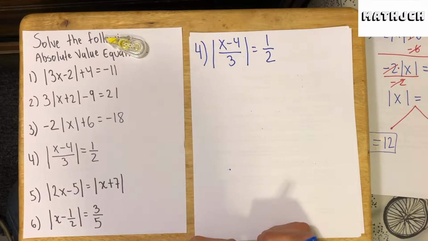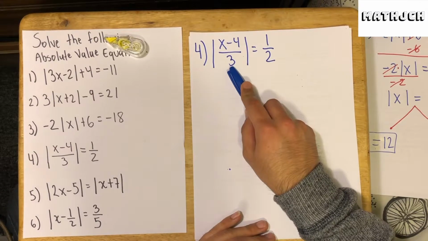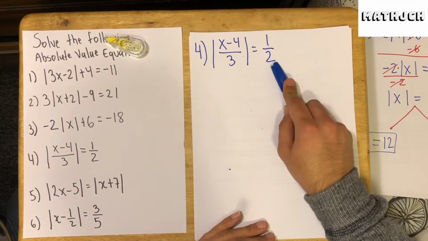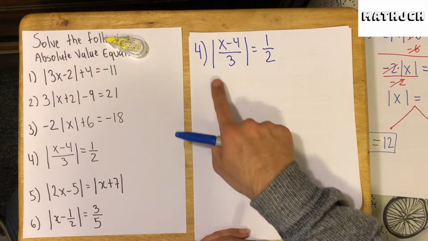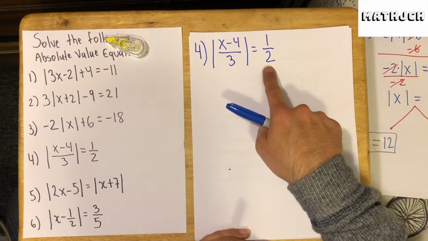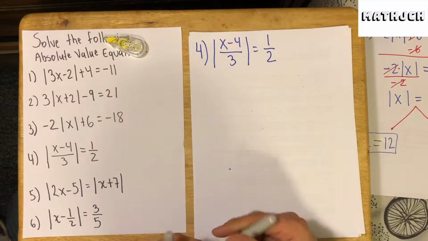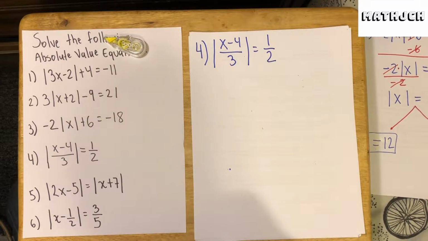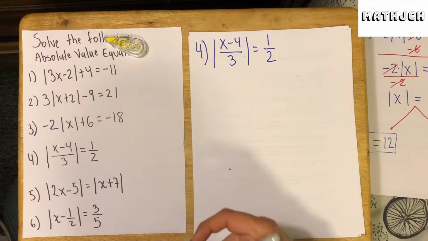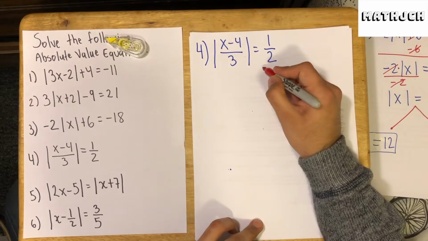For problem number 4, we have the absolute value of (x minus 4) divided by 3 equals 1/2. Now notice, the absolute value is already by itself, and we have equals a positive number. Therefore, we are good to go.